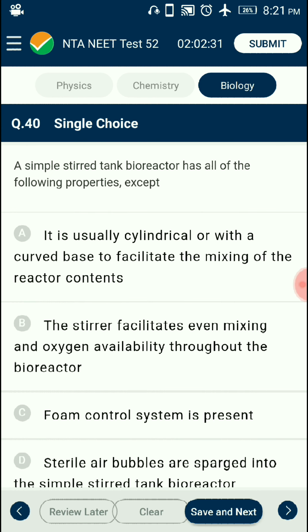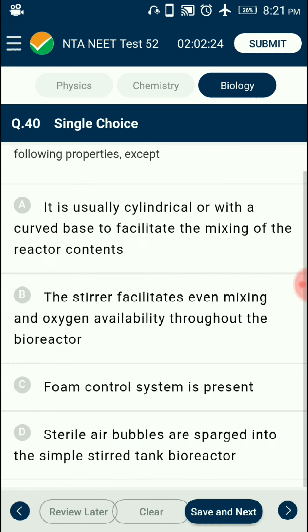Question number 40. A simple stirred tank bioreactor has all of these following properties except... Sterile air bubbles or sparged stirred tank bioreactor increases the surface area of oxygen transfer. Sparging is not found in the simple stirred tank bioreactor. So the answer for this question is option D. Sterile air bubbles are sparged into the sparged stirred tank bioreactor.